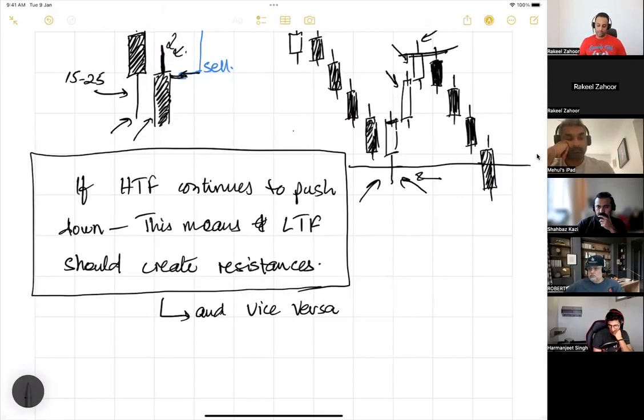This is a very good word, vice versa. I understood what vice versa means when I was 24, and I was like, oh, nice, good word.